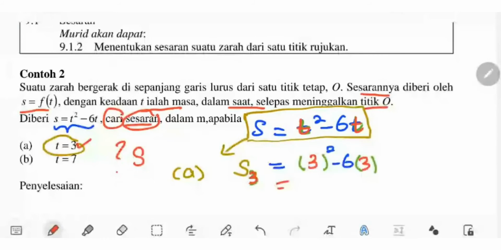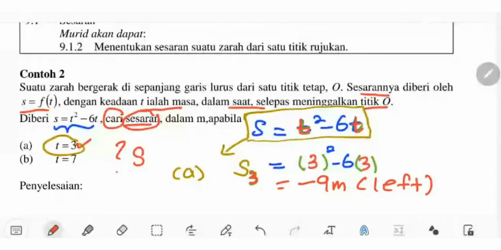What do you get? Buat sama-sama dengan saya ke tidak? -9, teacher. -9. Negative shows that the particle is on the right or left? Left. On the left. Yes, the particle is on the left. At 3 seconds, the particle is on the left. Boleh faham? Okay, next, B.